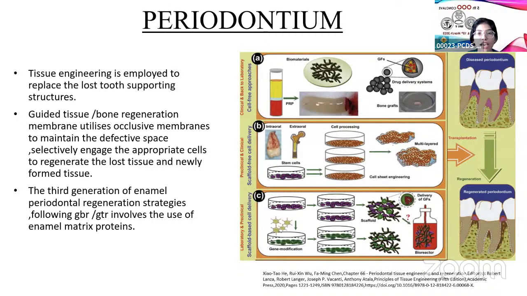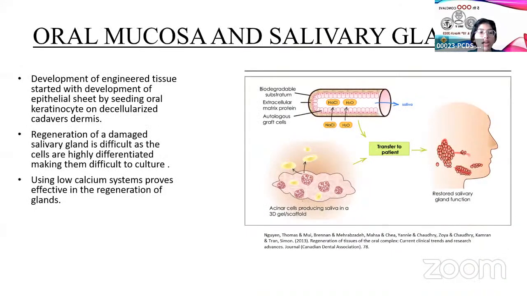Sometimes 3D scaffold-based delivery is used in tissues like constricted bioreactors before transplanting into the patients. Next is how artificial salivary glands can be constructed. It can be constructed using a biodegradable substratum, material proteins, and salivary graft cells. In another method, we can use salivary acinar cells cultivated in a 3D gel scaffold, and these cells can secrete proteins and growth factors.